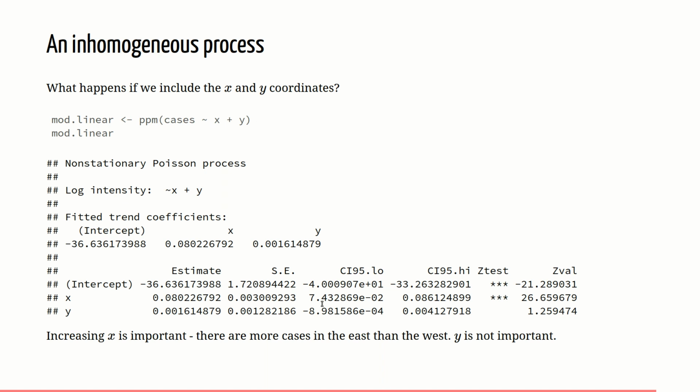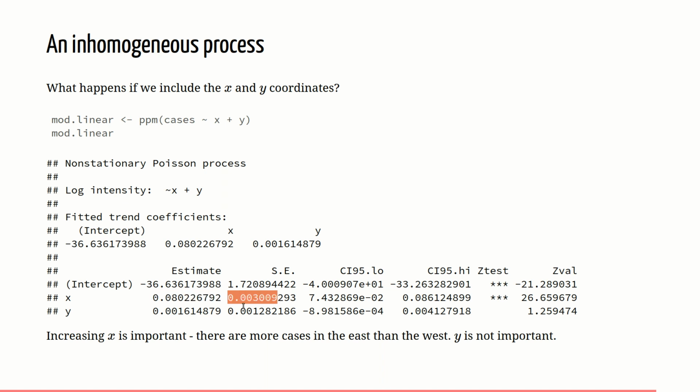Okay, some of you wouldn't have seen output like this before, so let me explain it. This is our estimate. So this is basically how much log lambda, because we're looking at the log intensity, how much log lambda increases as x increases. So that would be as you move east, x would increase, and as you move east, lambda would increase.